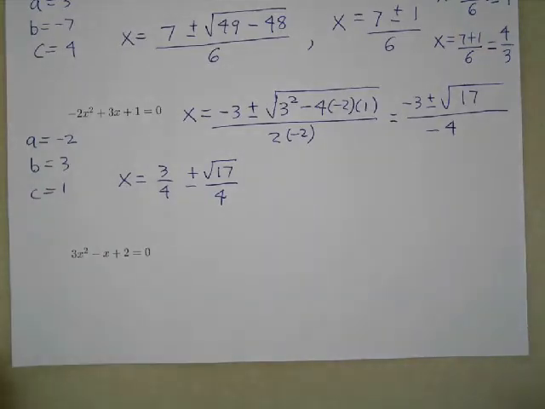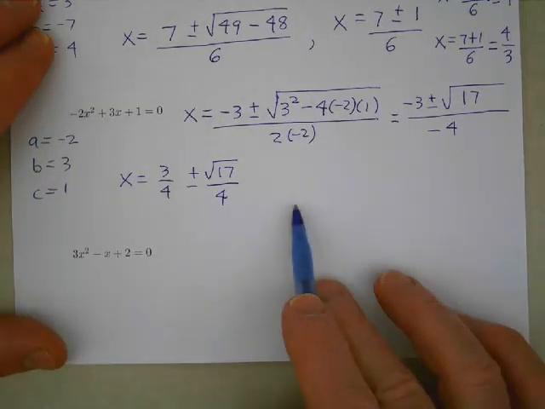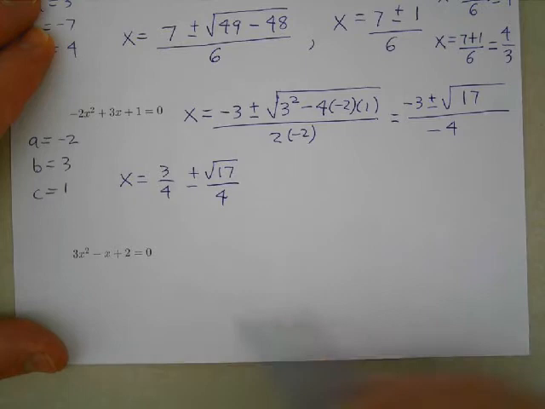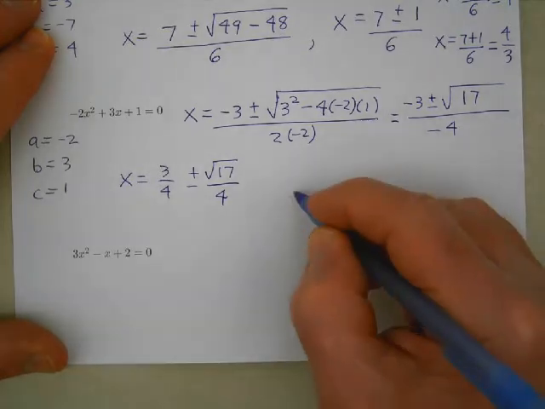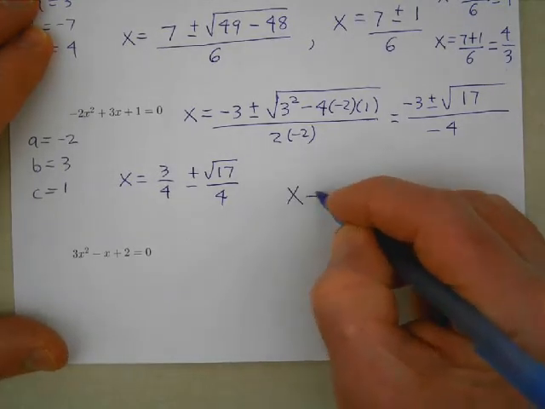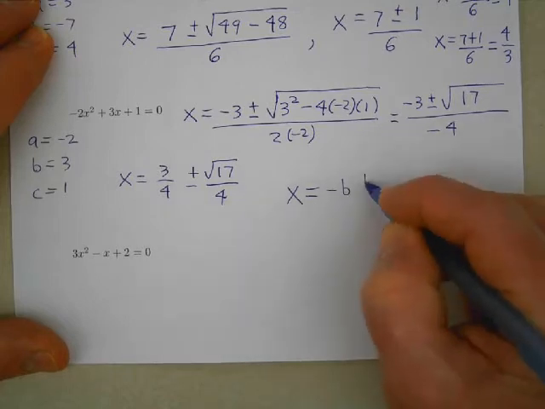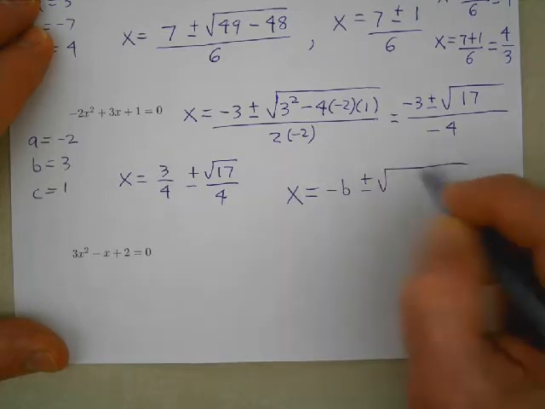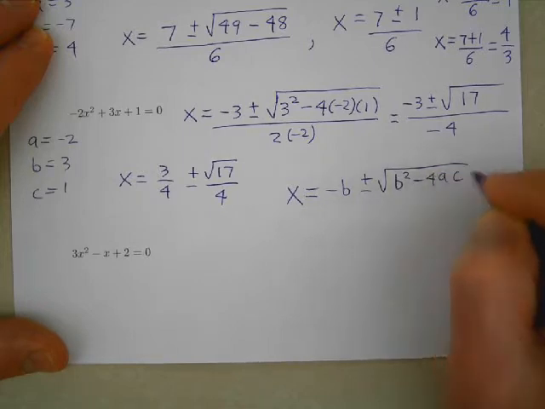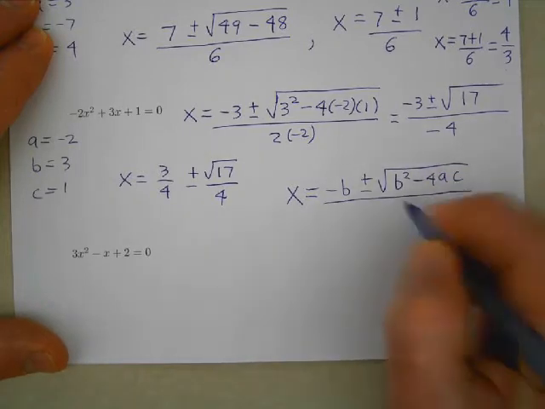Math 1108, Section 9.3, the Quadratic Formula, Part 2. We're using the quadratic formula to solve equations, so I'll just rewrite the quadratic formula here. x equals negative b plus and minus the square root of b to the second minus 4 times a times c, all divided by 2 times a.